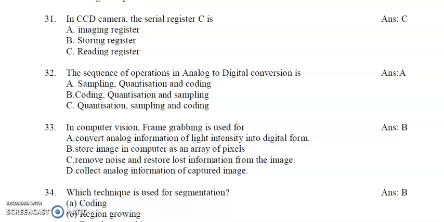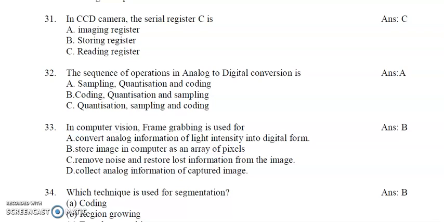Okay, 32. The sequence of operations in analog to digital conversion is A. Sampling, quantization and coding, B. Coding, quantization and sampling, C. Quantization, sampling and coding. So in ADC, analog to digital conversion, there are three operations in sequence. That is sampling, quantization and coding. Option A is the right answer. Answer is A.